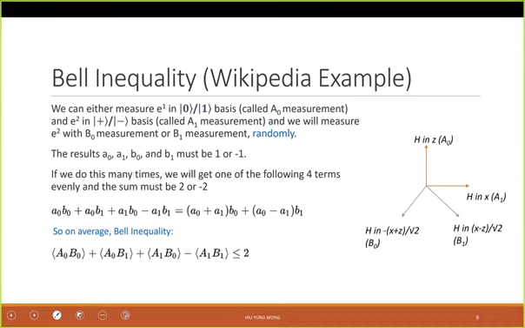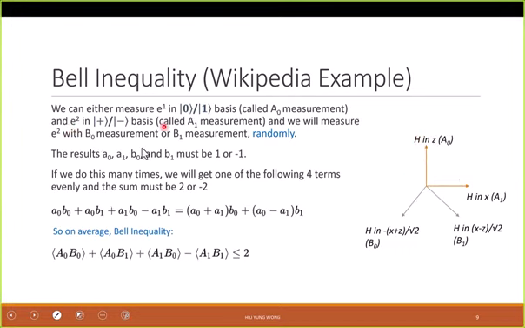Now, let's say we have 2 electrons. We can measure electron 1 in the 0 or 1 basis. I call it the A0 measurement. It just means that I put the magnetic field in the Z direction, and then I measure the energy. Then I know whether it is spin up or spin down. That is 0 and 1.